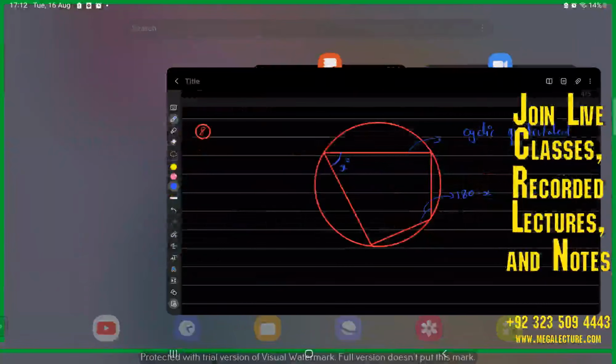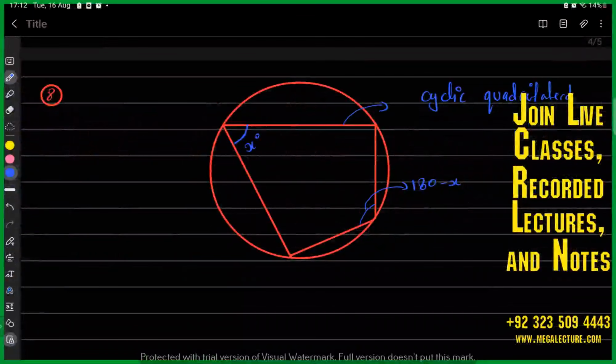Okay, this is a cyclic quadrilateral, and the rule says that the sum of opposite angles in a cyclic quadrilateral is equal to 180 degrees. So if you know that this angle right here is x degrees, what would be this angle? That would be 180 minus x degrees. Similarly, if I say that this angle is 70 degrees, please tell me quickly what would be this angle? 110. 180 minus 70. Very good. It would be 110 degrees.